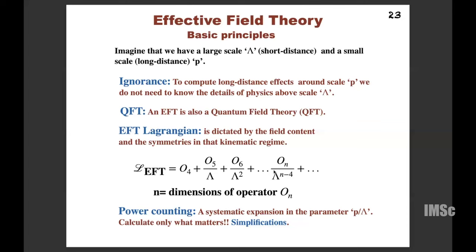For instance, you can truncate the series here and calculate in terms of, let's say, the first two terms, and then compare your observables with the experiment. But if required, you can add more terms, and in this way you can increase your precision. By truncating this series at some level, it brings a huge simplification in the calculation.